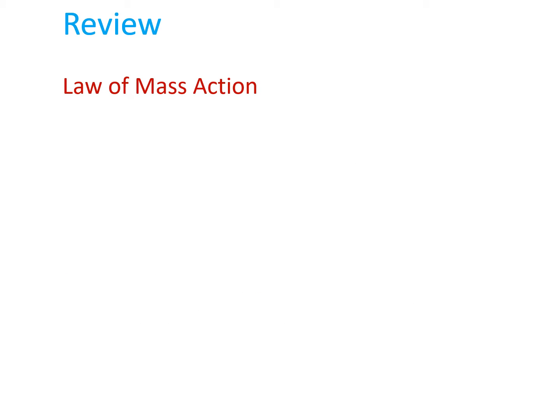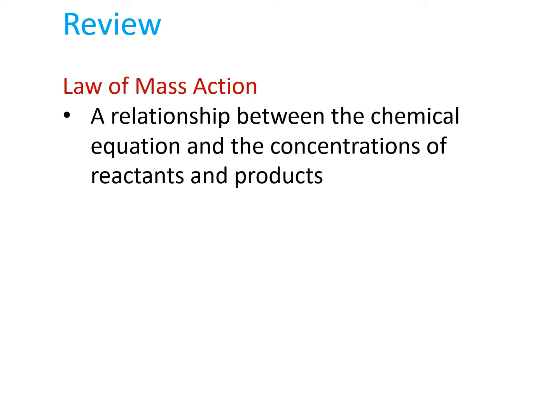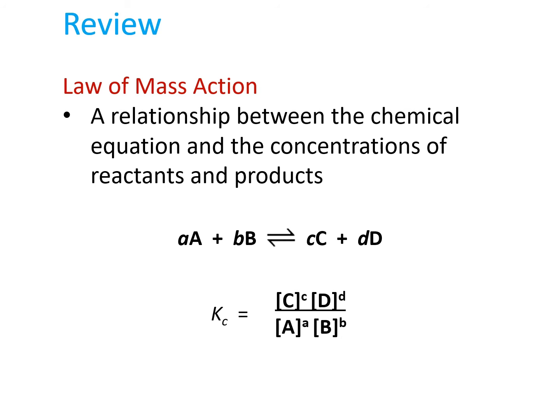Then we talked about the law of mass action, and what is that telling us? Well, it's saying that there's a relationship between the chemical equation and the concentrations of the reactants and the products. So we have our chemical equation that looks like this, and we can actually figure out the equilibrium constant by putting those values, that is the concentration of our products and the concentration of our reactants, into this sort of equation and figure out what that equilibrium constant is.